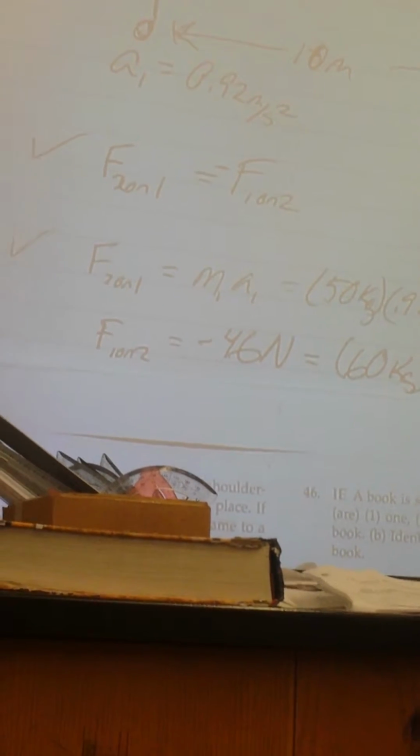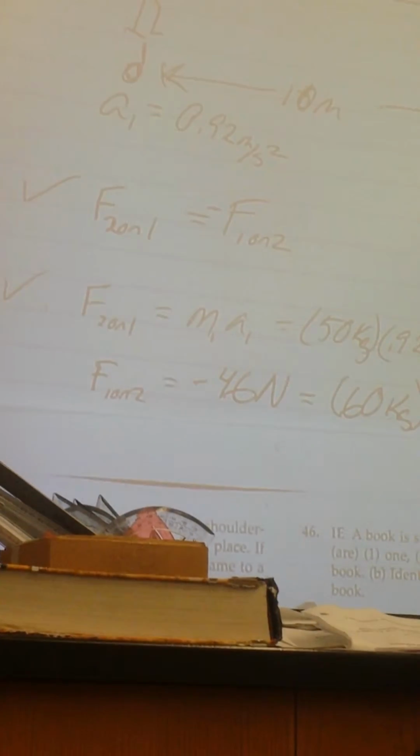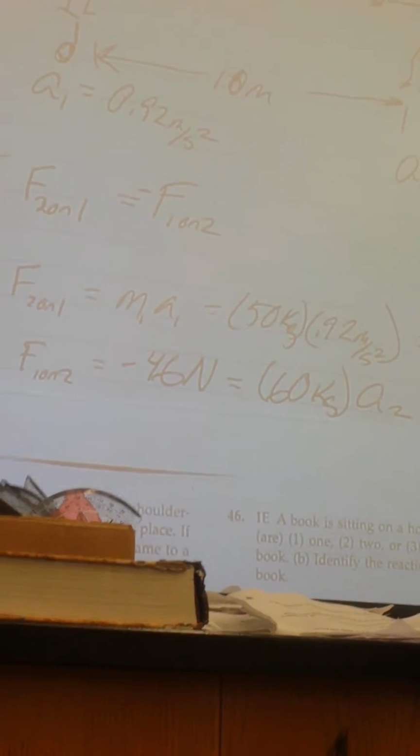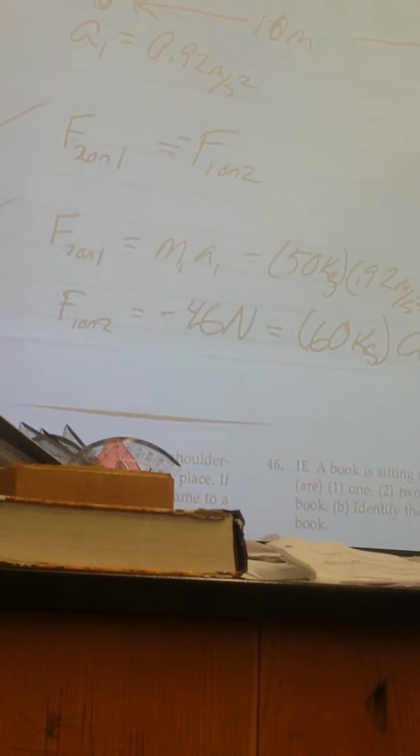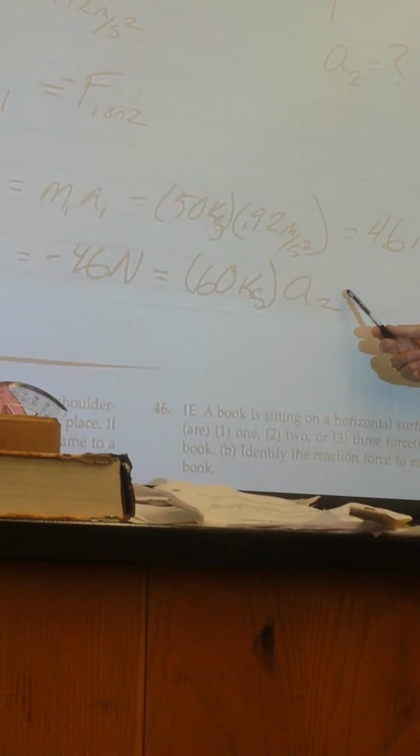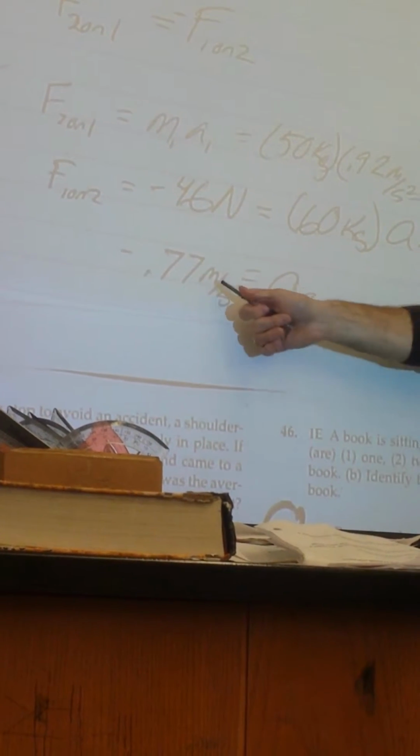Well, from that, we know that the force on him is 46 newtons, but in the opposite direction. Right? So it's a negative 46 newtons. He's 60 kilograms, so we can solve for his acceleration. And we find that it's negative 0.77.